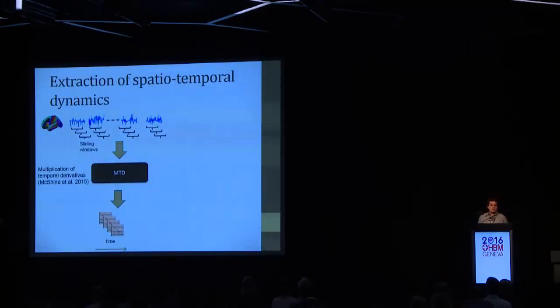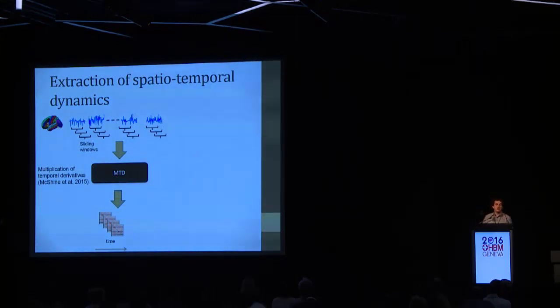So the input is the same. We use sliding windows on the time series on the brain parcellation. We estimate connectivity using the multiplication of temporal derivatives, which is a measure that's been proposed last year by Jens Shine, which is basically a better measure if you want to use short sliding windows, and it's more sensitive to both transient and stationary transitions in connectivity patterns.